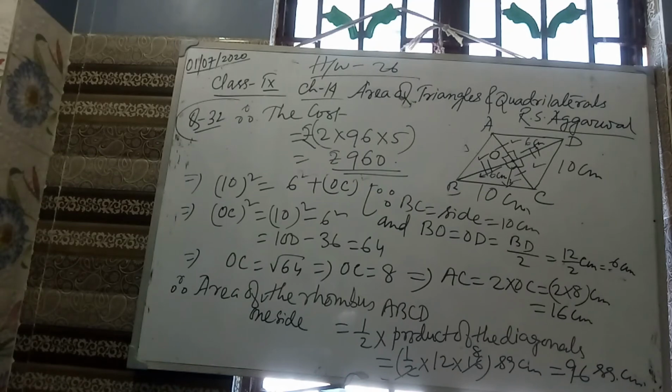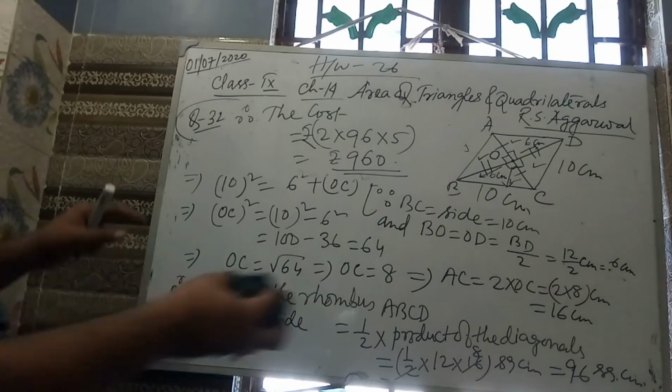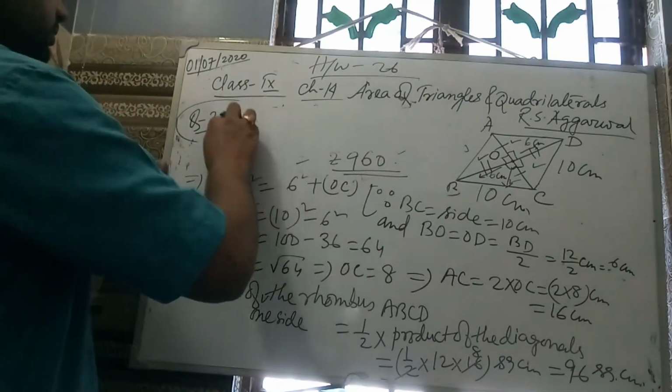Read question number 33. The difference between the semi-perimeter and the sides of a triangle ABC are 8 centimeter, 7 centimeter and 5 centimeter respectively. Okay. Question number 33.